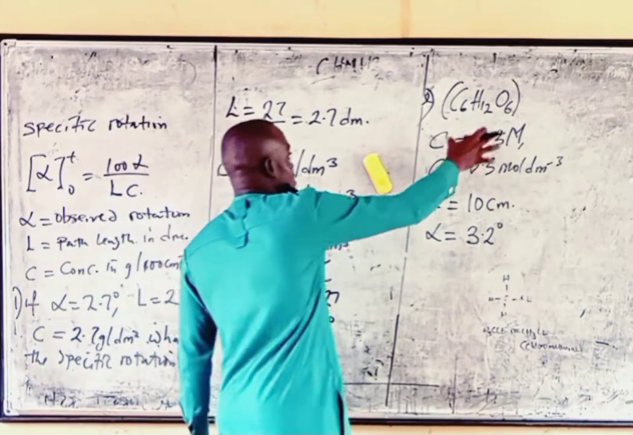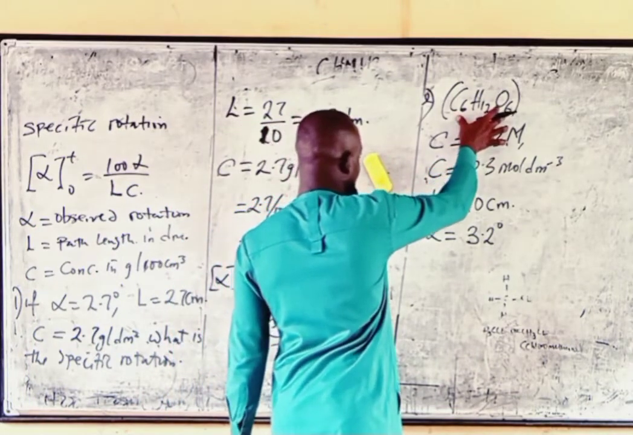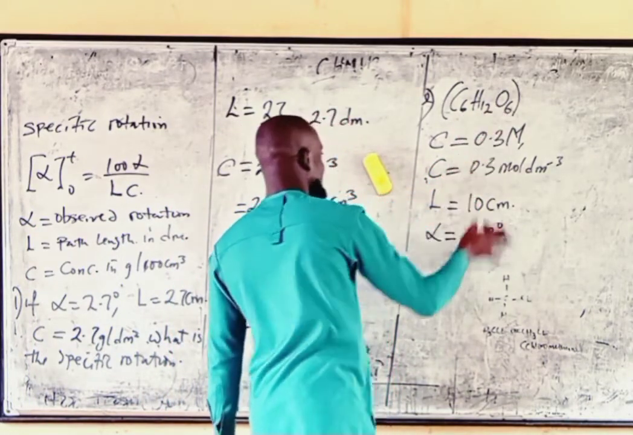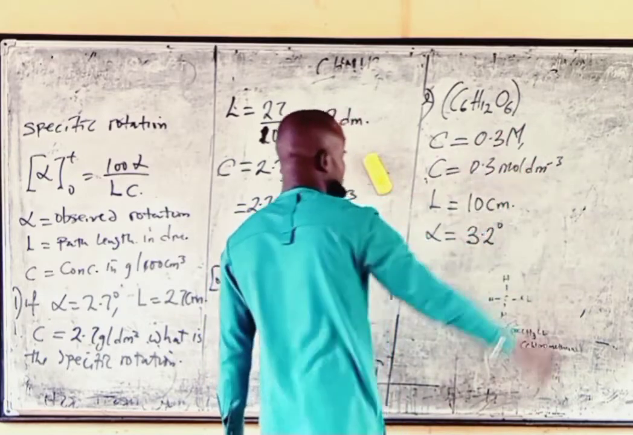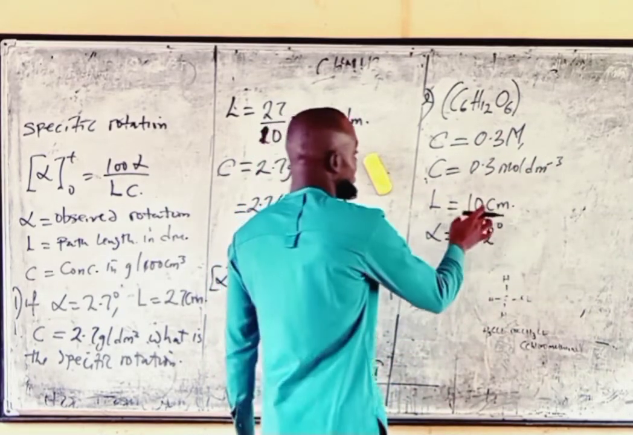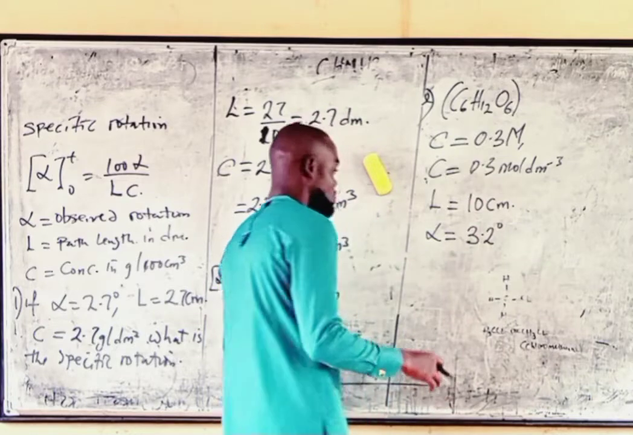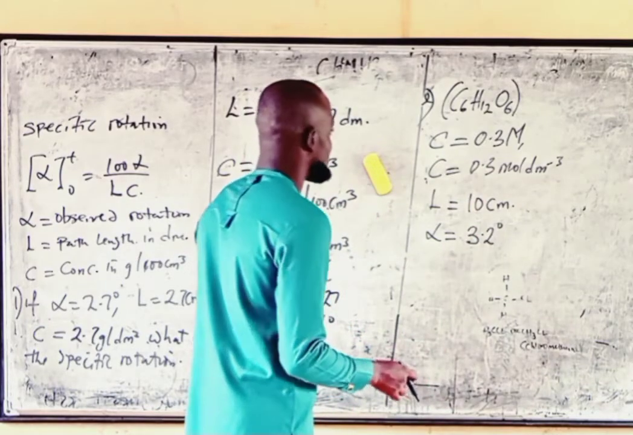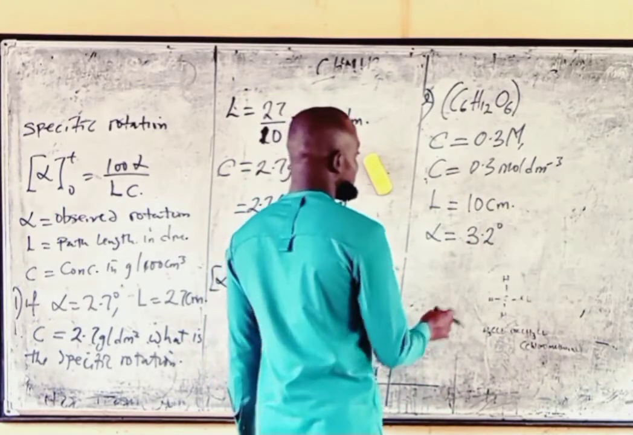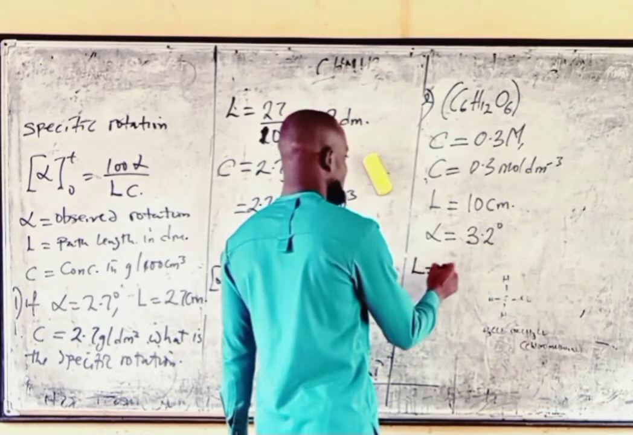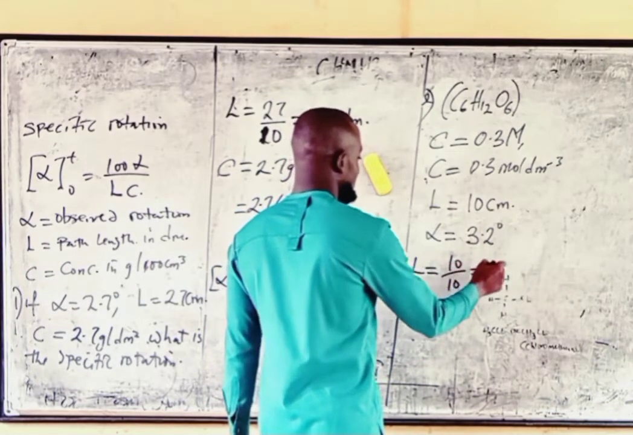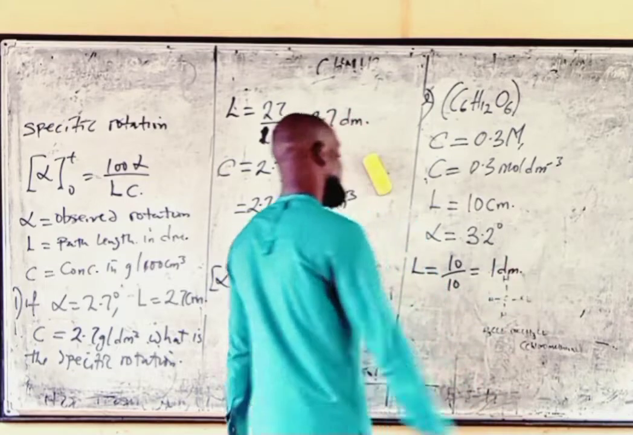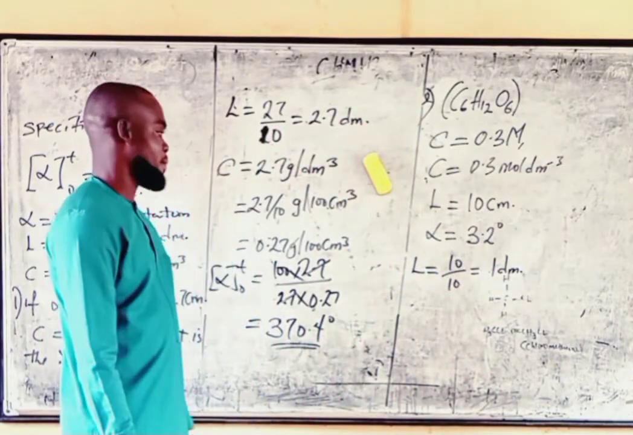If this is the molecular formula of glucose, and this is the molar concentration, this is the path length and this is the observed rotation. What will be the specific rotation? Now the problem here is that our length should be in dm, that is 10 cm, which is 1 decimeter.